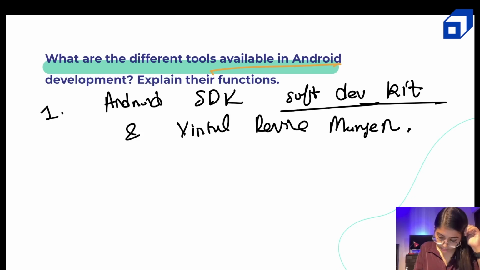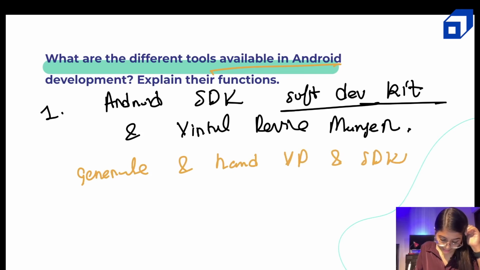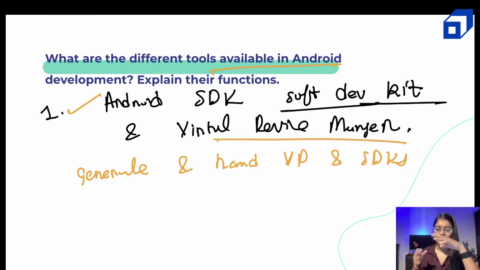This tool is used to generate and handle the virtual devices and SDKs. And through the emulator in the AVD you can specify the supported SDK and all those things. So this is one tool, Android SDK, the software development kit. I think most of the things that we use come from the software development kit only, right? And you have the virtual device manager to handle virtual devices, etc.